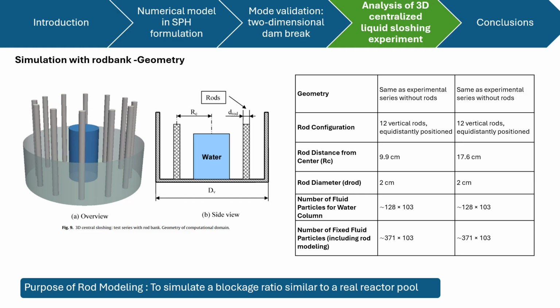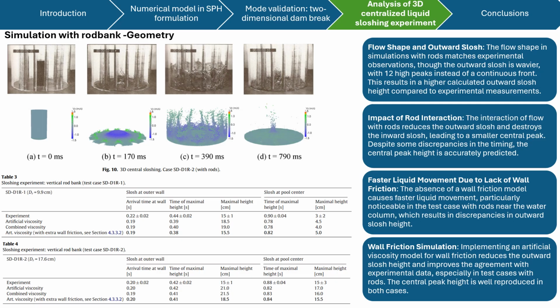For the geometry, we use the same experiment series without rods. For the rod configuration, it's 12 vertical rods consistently positioned. The rod distance from the center is 9.9, and the rod diameter is 2 cm, with the number of fluid particles, and also the number of fixed fluid particles. Next, we will see the results. So let's just see the points.